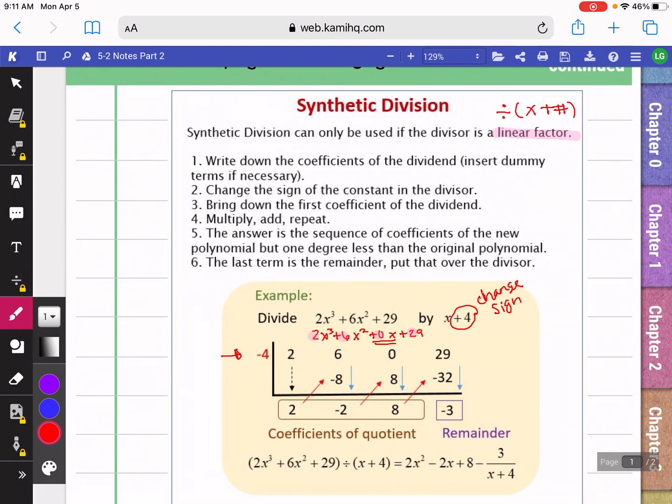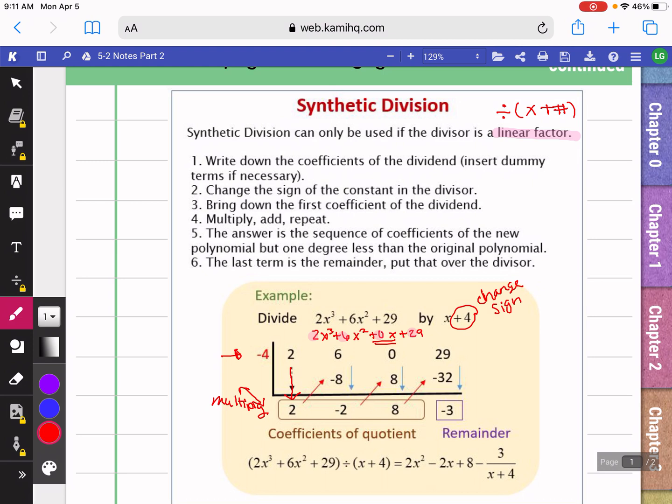Your steps then are to bring down the first coefficient. So here they bring down the 2. And after that, this little negative 4 that we wrote, we're going to use for the whole problem. We're going to be multiplying it by everything that we get down here. So we do negative 4 times 2, which is negative 8. Notice how I wrote that. So now it's like combining like terms. 6 minus 8 is negative 2.